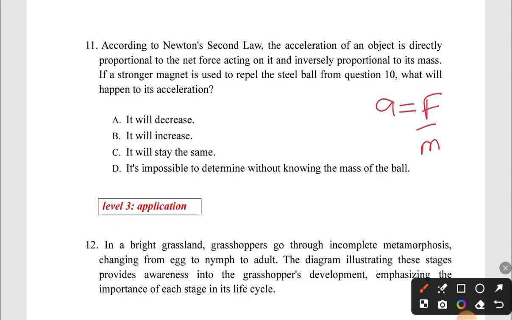So if a stronger magnet is used to repel the steel ball from question 10, what will happen to its acceleration? A, it will decrease, B, it will increase, C, it will stay the same, D, it's impossible to determine without knowing the mass of the ball. So it would increase. So the answer to question 11 is B.